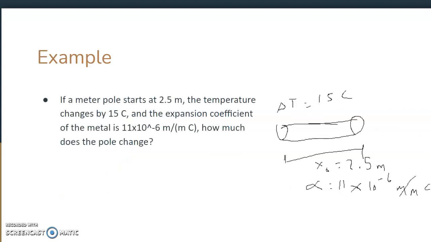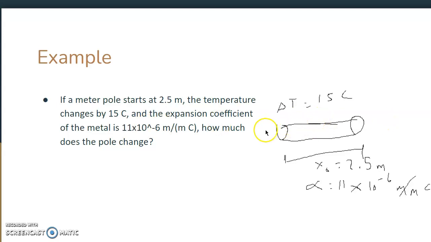All right, another example. This one is about thermal expansion. So when we heat things up, they actually expand, but we want to find out how much they expand. So this says if a meter pole starts at 2.5 meters, the temperature changes by 15 degrees Celsius, and the expansion coefficient of metal is 11 times 10 to the negative 6 meter per degree Celsius. How much does the pole change?